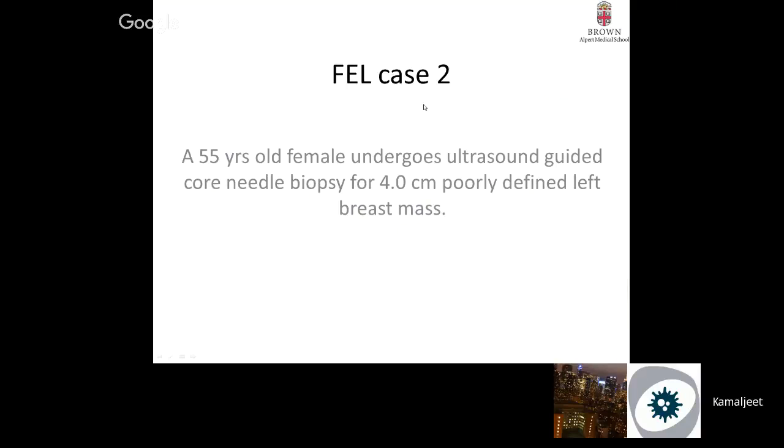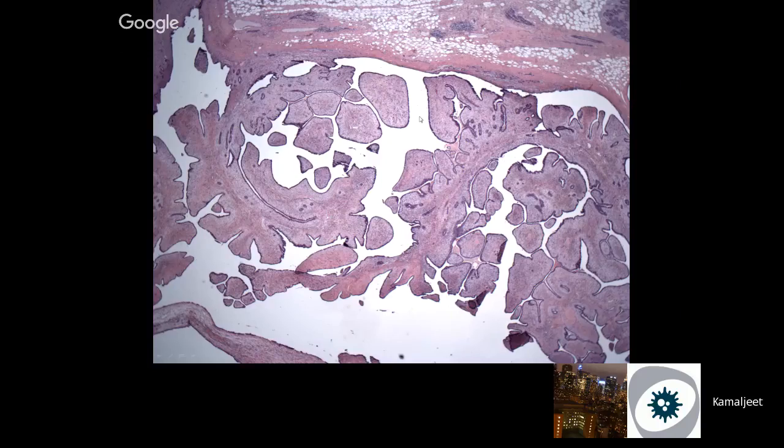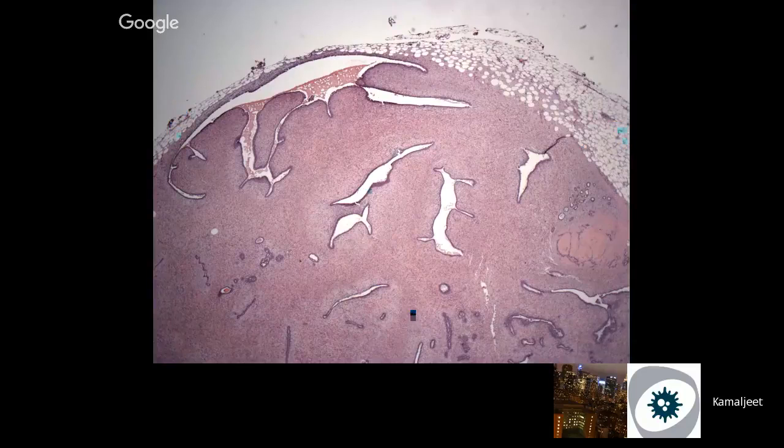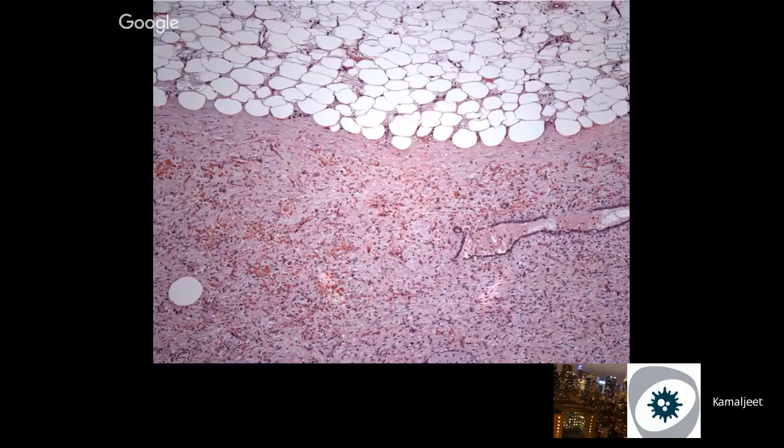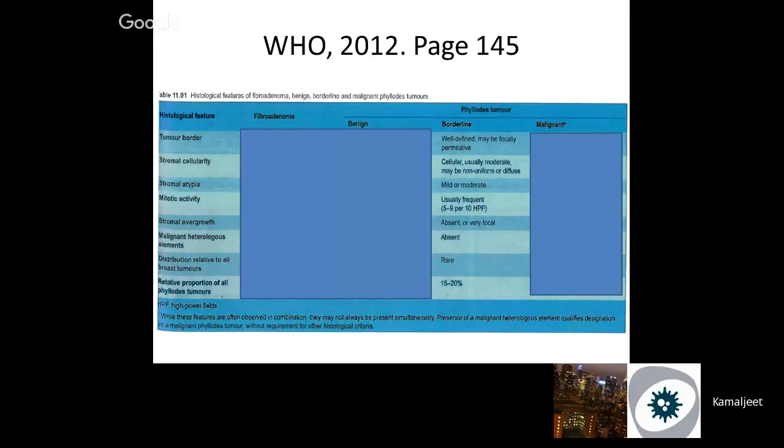So let's go on to the next one. This one is another example of phylloides where you see this prominent leaf-like architecture, and you don't see very cellular stroma at this magnification. However, the architecture is prominent, which makes you think of phylloides. Focally, it does get into the adjacent fat, a focally permeated border. However, otherwise, I don't think it shows stromal overgrowth. Let's go to the high power picture. So there you go. Some people call it tenting, or creeping into the adjacent fat, microscopic permeation. So that would make it at least borderline.